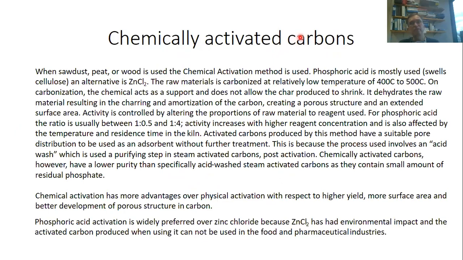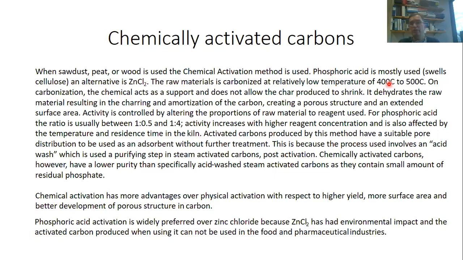So this method you typically use when you first want to swell your organic material, which is relatively dense. So for instance, you use a chemical activation when you have starting materials like sawdust, peat, or wood. And the most common chemical activator is actually phosphoric acid. So that phosphoric acid has the property to swell cellulose. It can actually hydrolyze the linkages within cellulose, and it can esterify the hydroxyl groups within cellulose by reaction with the phosphoric acid. So that increases the internal volume within your organic material, since it already makes more pores.